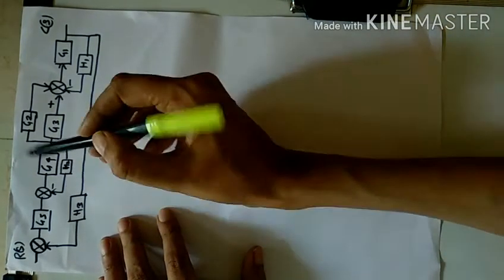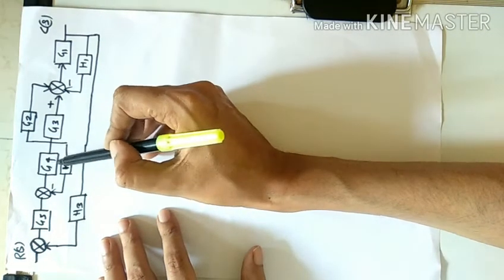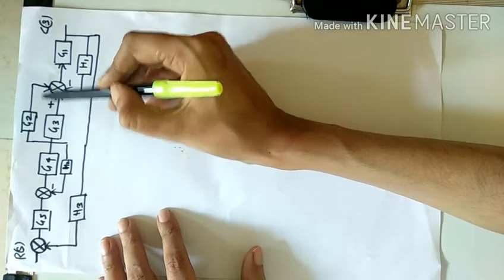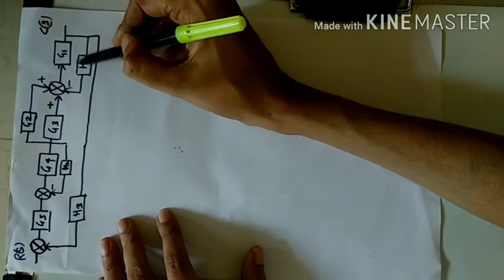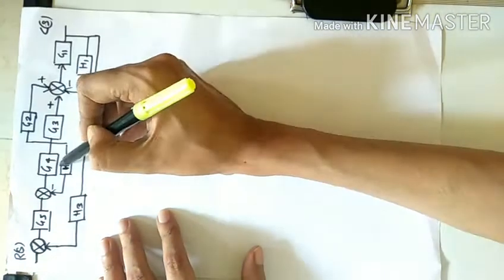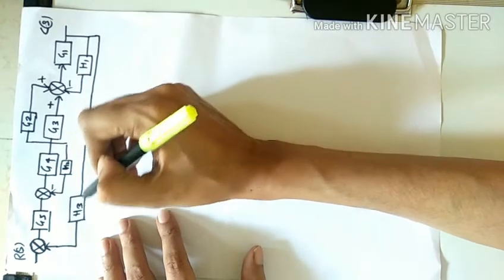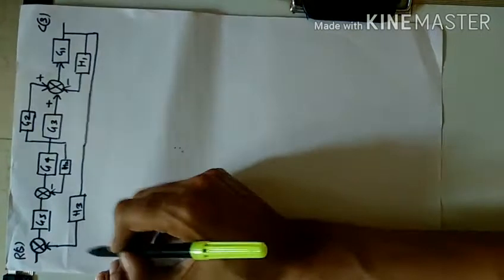Very simple. Now identification. First identification is that G4 and H2 is in feedback loop. G2 and G3 are in parallel combination. Again G1 H1 is in feedback loop. G1 H1 is in feedback. G4 H2 is in feedback. G5 and this whole is H3 is in feedback. G2 and G3 are in parallel. So we'll solve it. Okay.